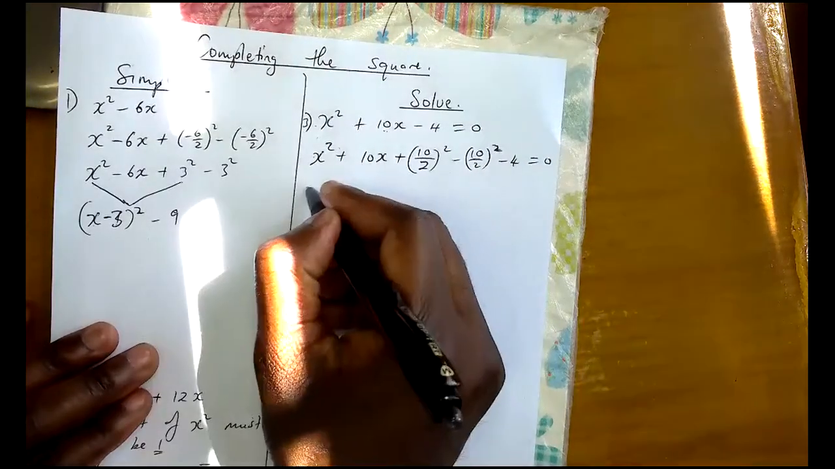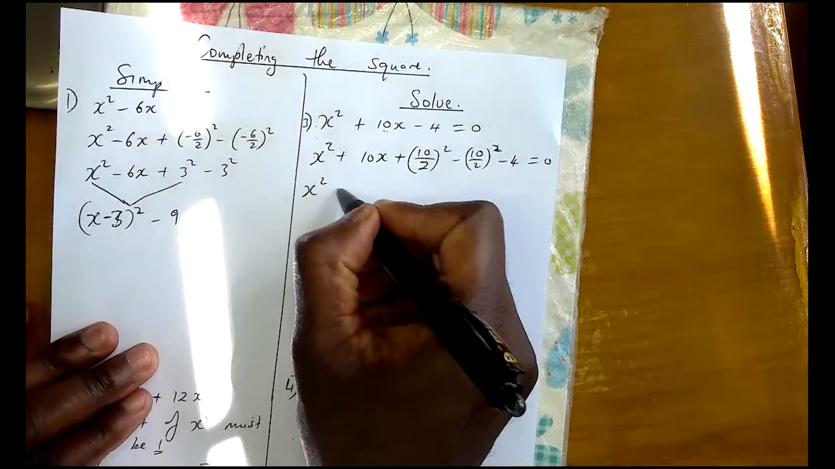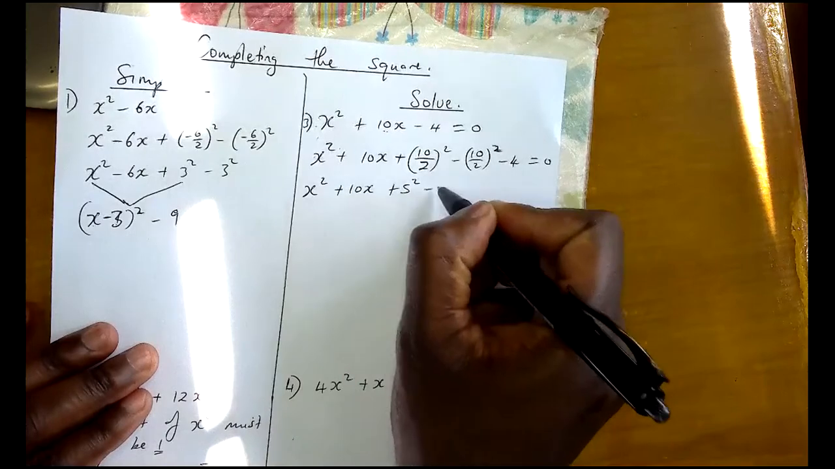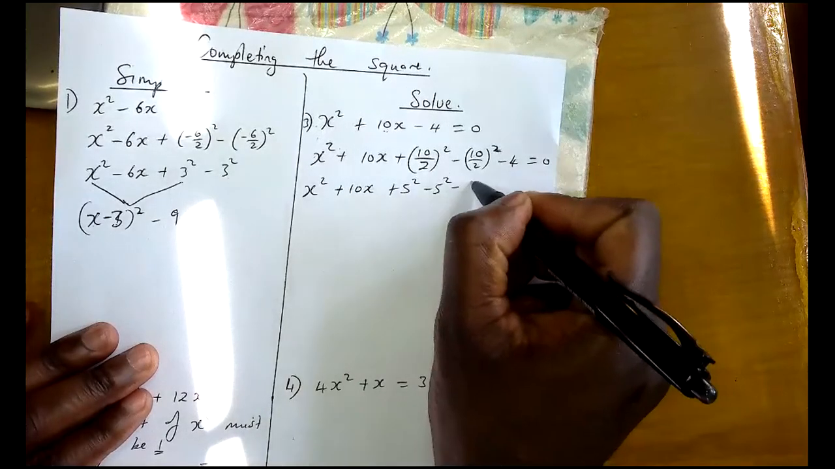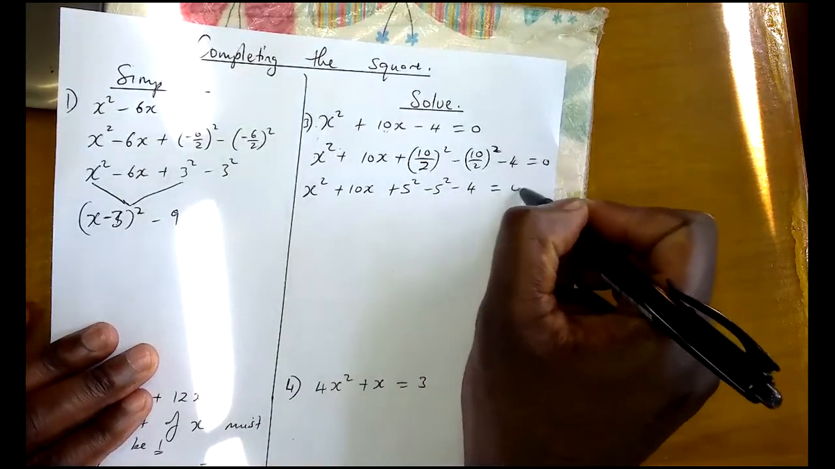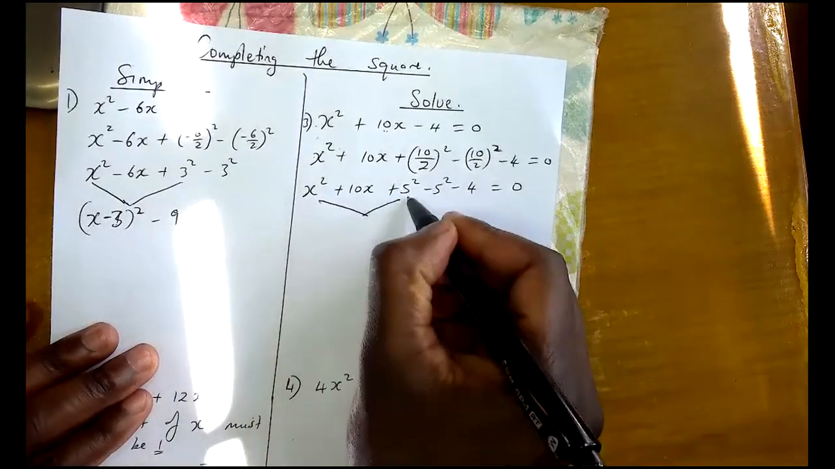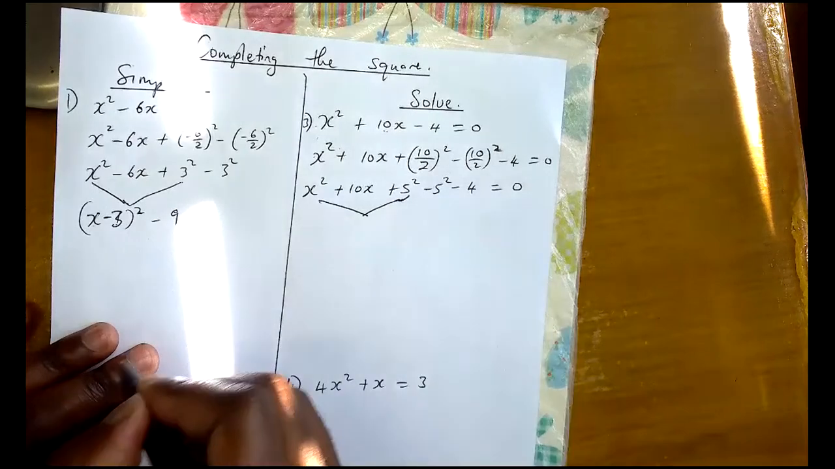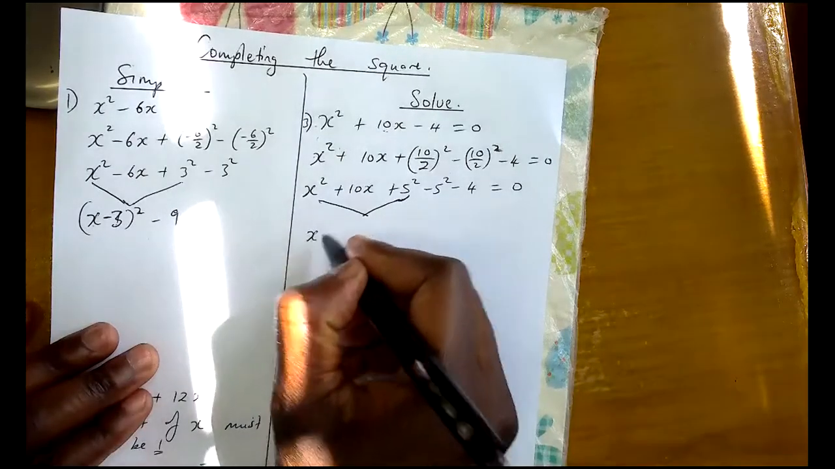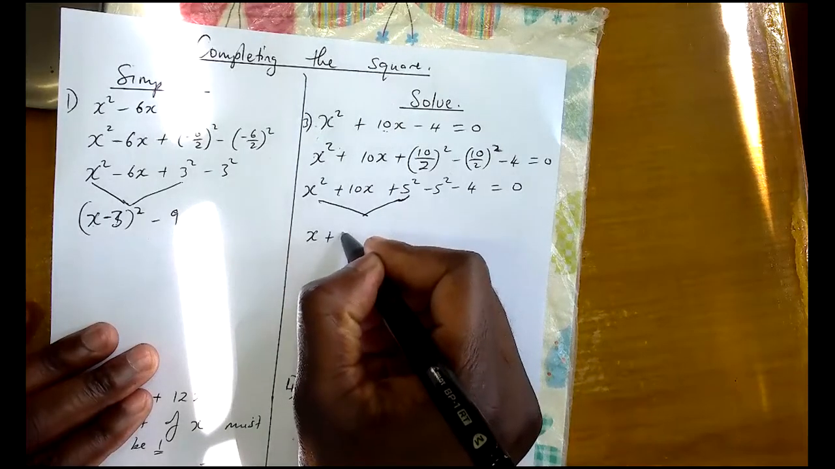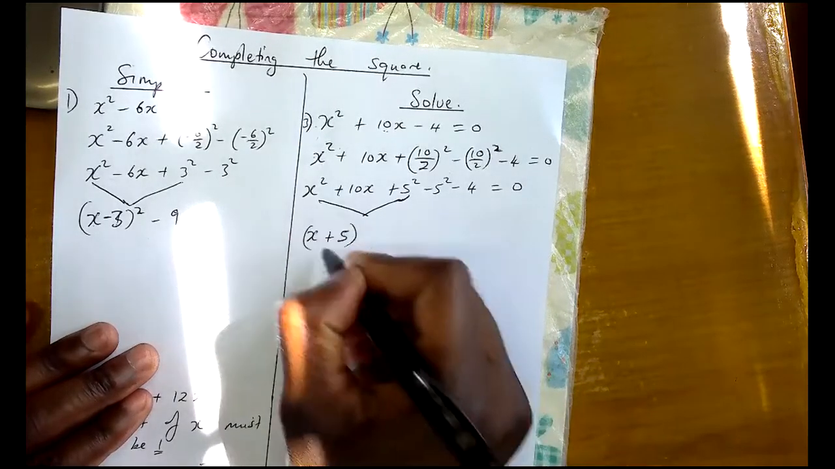Then what do we do now? You're going to take x squared plus 10x plus 5 squared minus 5 squared minus 4 is going to be equal to 0. Remember here, we know this gives us a complete square. Now, what is our complete square? It's going to be x. Remember, you take the sign here. It's going to be x plus 5, squared.